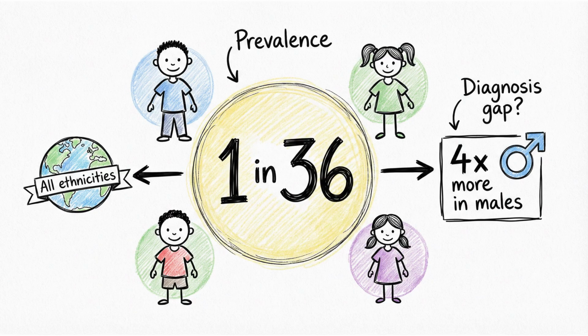Now, according to the CDC, ASD affects approximately 1 in 36 children in the United States. It is about 4 times more common in males than in females, though females may be underdiagnosed due to better social masking. ASD occurs across all racial, ethnic, and socioeconomic groups. The rising prevalence reflects improved screening and broader diagnostic criteria, not necessarily a true increase in incidence.